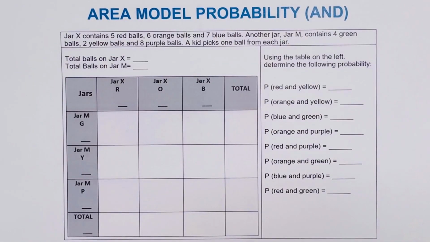Okay, so we have here the area model probability for this problem. We're going to use AND. So there are two jars here. We have jar X and jar M.